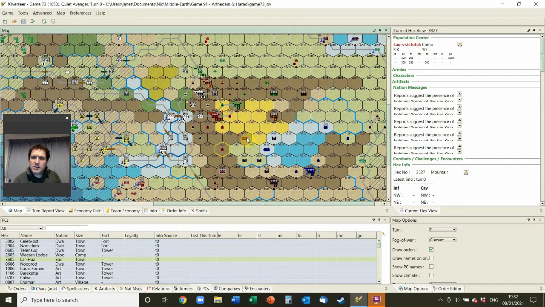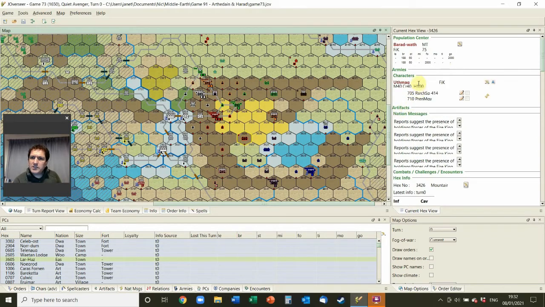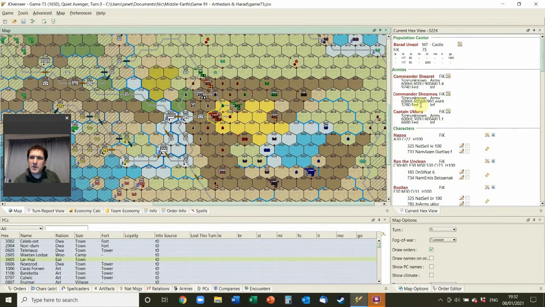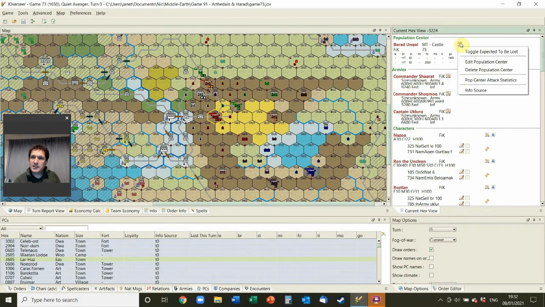When you click as well, you will see there is a little drop down arrow here. These appear for several things. So if I crop over here, you can see you also have drop down arrows for each army and also for each character. But if we click here, Barad Ungol Castle, we can get some information about the major town here. So very useful to do is one here which says Pop Center Attack Statistics.